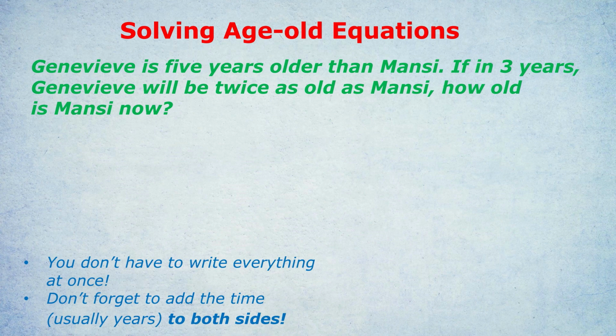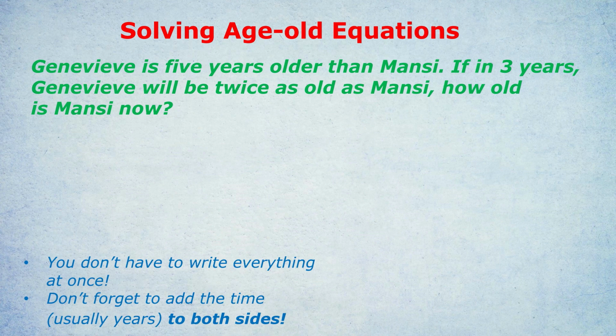The first question type that I want to cover, which I've had many requests to cover, is those age kind of questions, where we have to set up an equation involving two people and their age. It's a super common question type on both the GRE and the GMAT, and that's what we're going to cover here. There are tricks to doing it, you just have to remember a couple of things. First, let's get to the question. Genevieve is 5 years older than Mansi. If in 3 years, Genevieve will be twice as old as Mansi, how old is Mansi now?